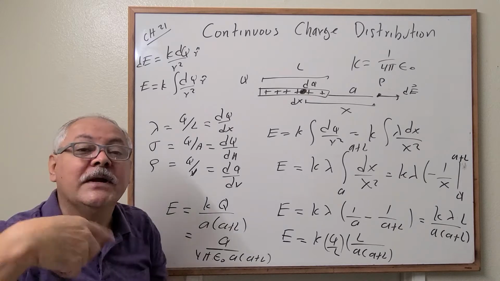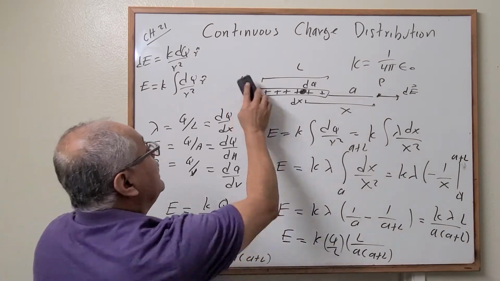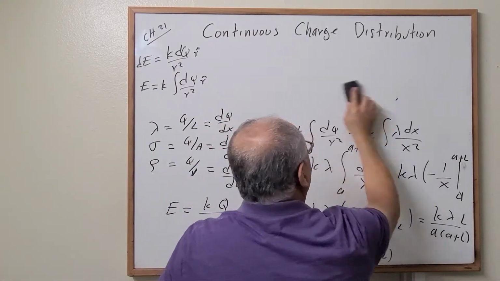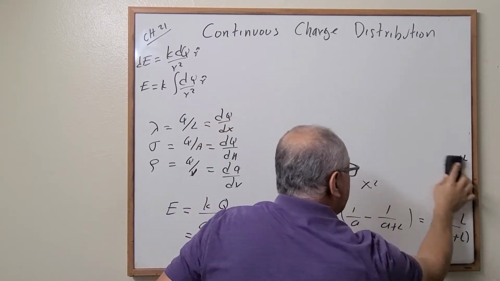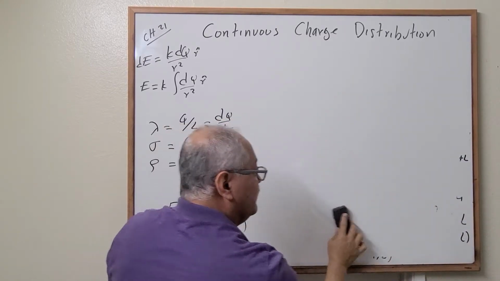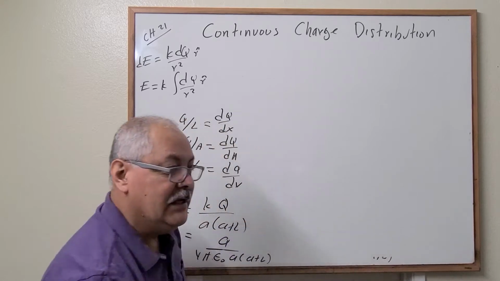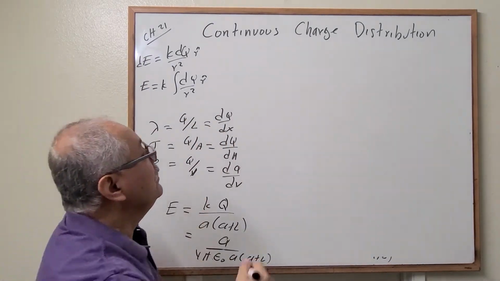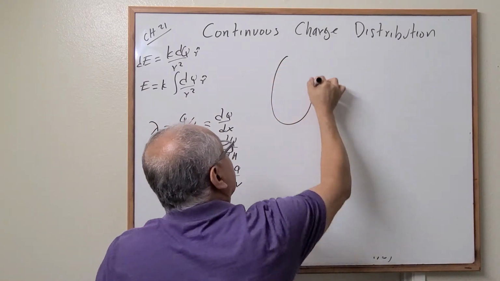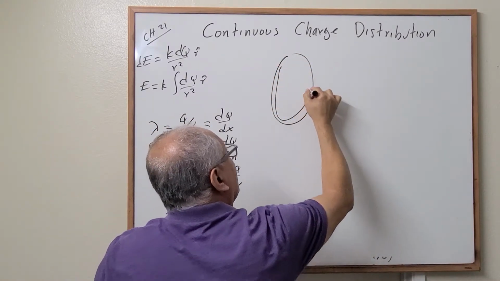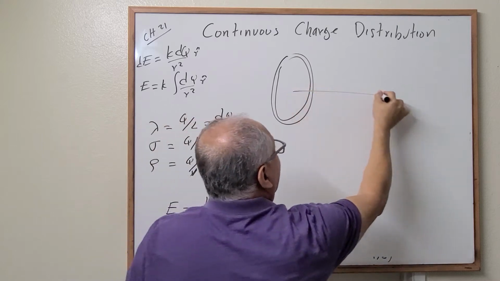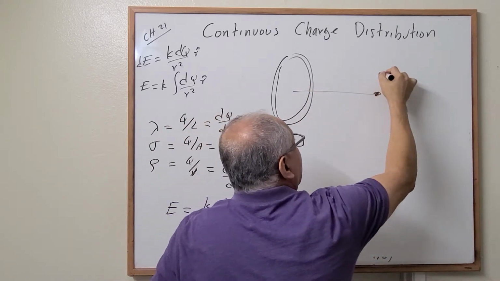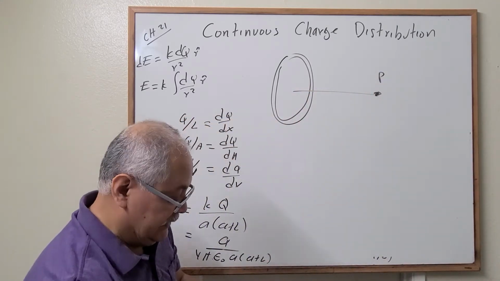Let's go to a ring. The technique is the same: we look for an element of the charge, and then use the integral for the rest of the distribution. One more time, this is a ring. Imagine that's the ring, and we're looking for the electric field at that point.